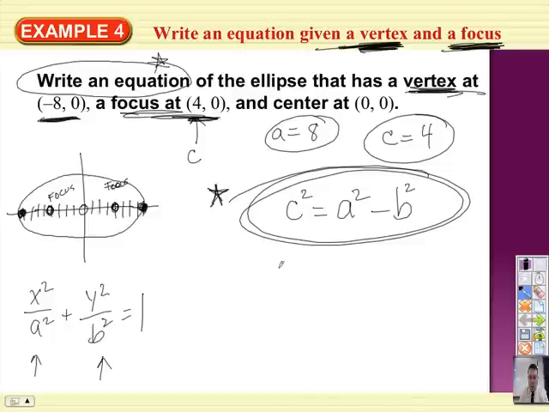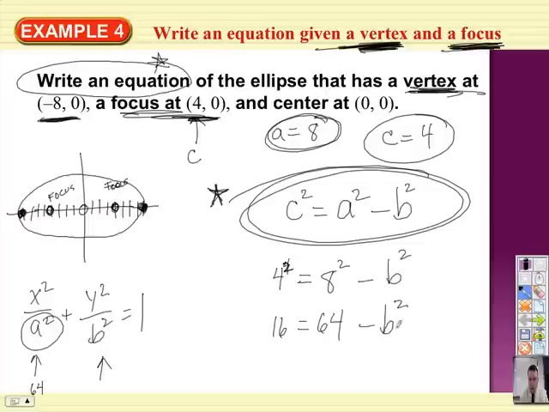Here we go. So c squared. C is 4, so 4 squared. Ooh, not 4 to the 4th. 4 squared equals a squared, so 8 squared, minus b squared. We don't know b, right? That's what we're trying to find. So a squared is 64. 64 will go right here, because 8 squared. Don't know b, let's go find it. 16 equals 64 minus b squared.